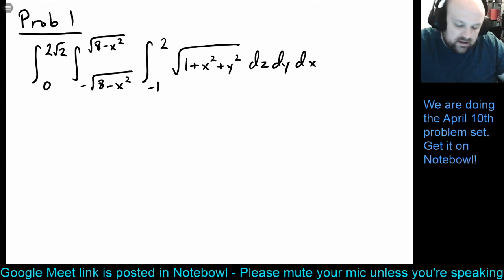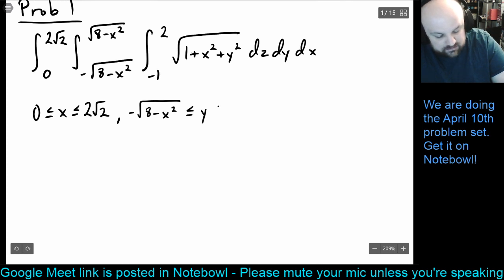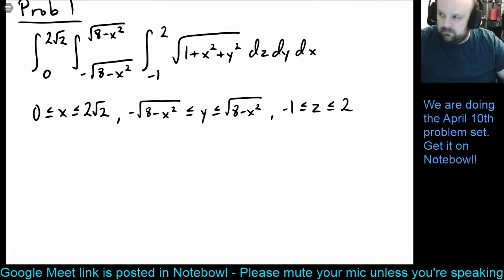Well, let's figure out the region that we're integrating over. So here we have that x is supposed to lie between 0 and 2 square root of 2. Here y is meant to lie between negative square root of 8 minus x squared and square root of 8 minus x squared. And z lies between -1 and 2.